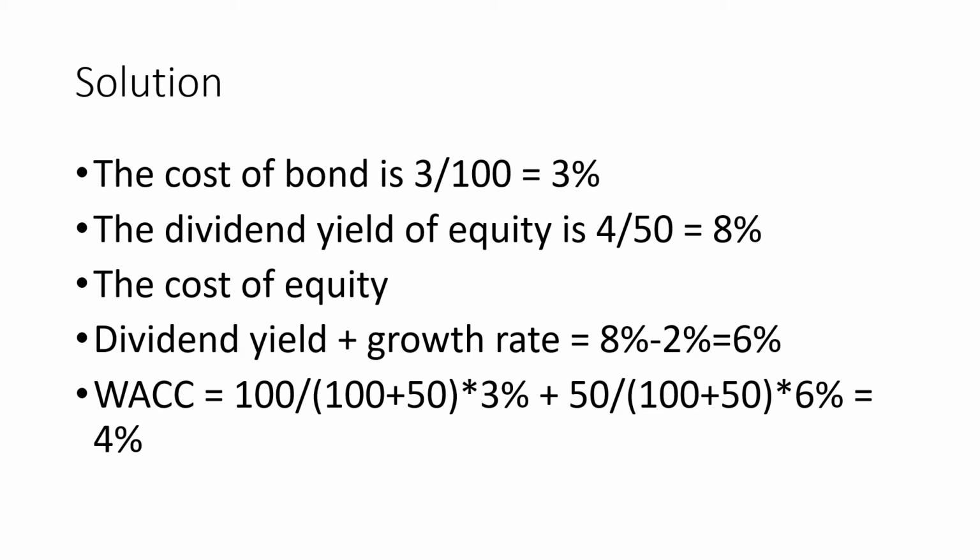Solution. The cost of bond is 3 million divided by 100 million, the coupon rate divided by the principal, equal to 3%. The dividend yield of equity is the 4 million dividend divided by 50, which is the market value, equal to 8%. The cost of equity is dividend yield plus growth rate, which is 8% minus 2%, equal to 6%.